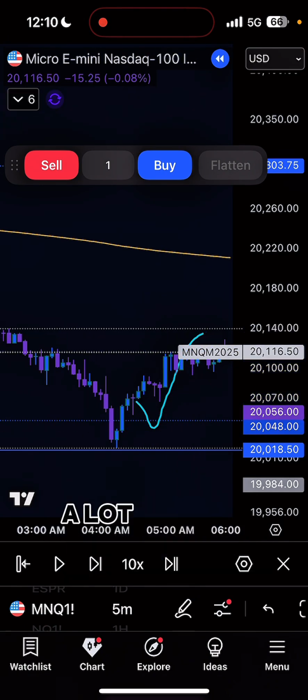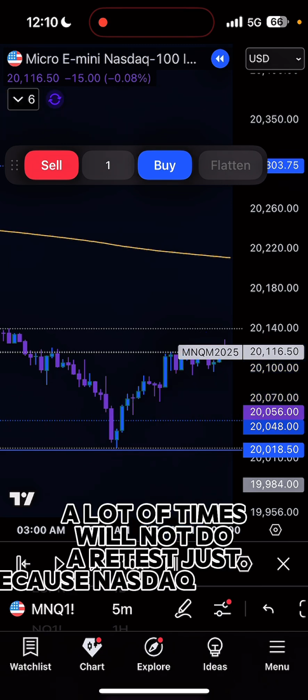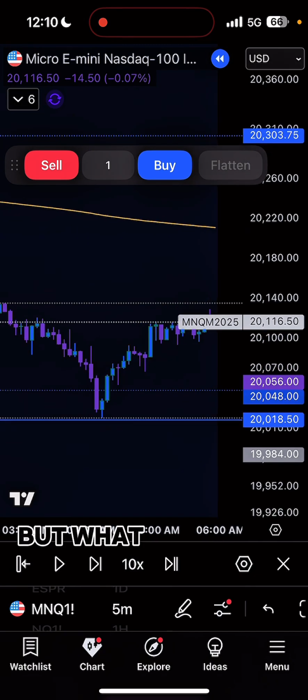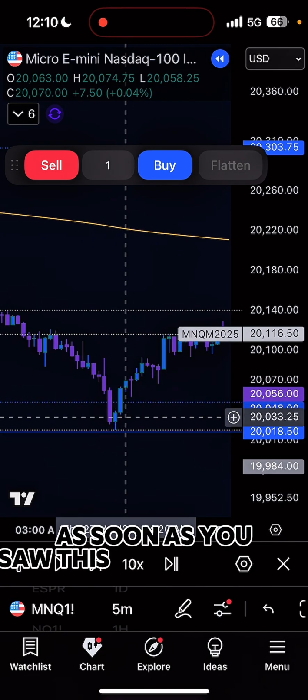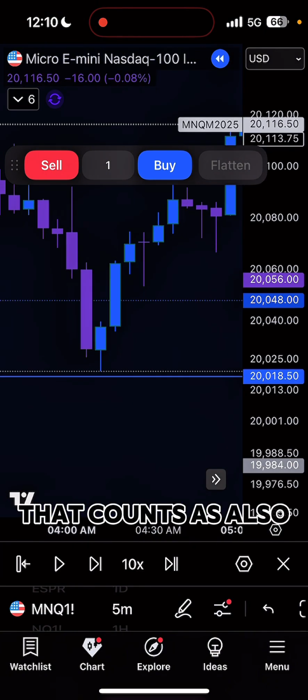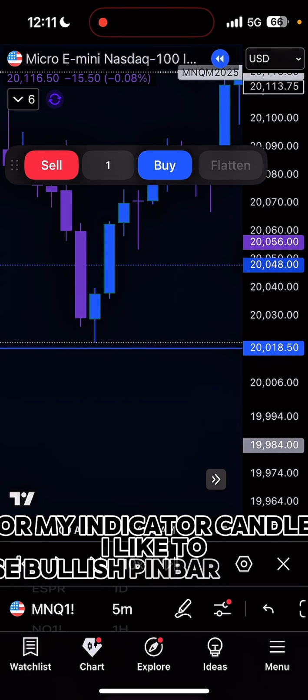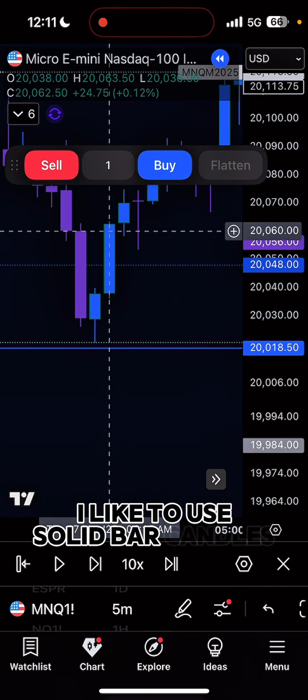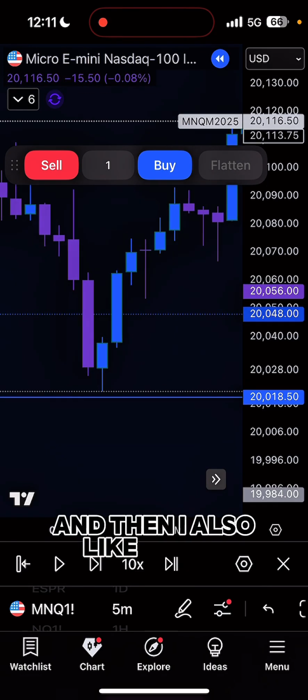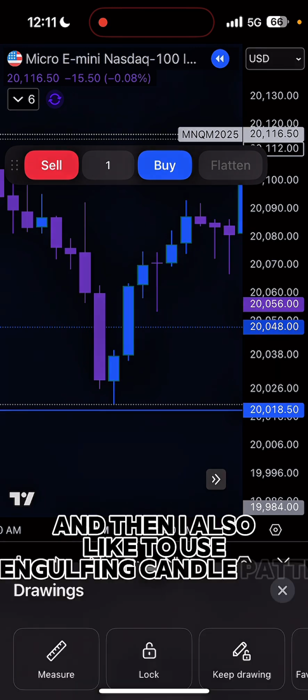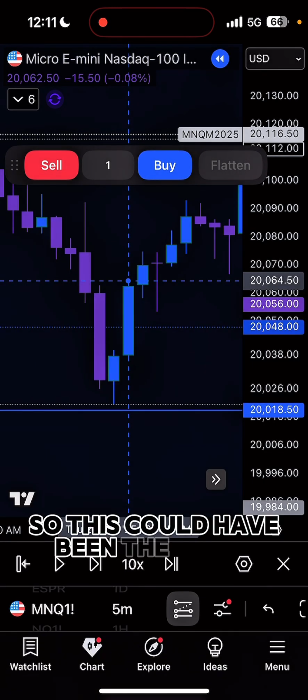Now, NASDAQ, a lot of times will not do a retest just because NASDAQ is NASDAQ. But what you could have done is as soon as you saw this bullish pin bar, that counts as also an indicator candle that I like to use. For my indicator candles, I like to use bullish pin bar candles. I like to use solid bar candles, as you see right here. And then I also like to use the engulfing candle pattern. So this could have been the trade right here.